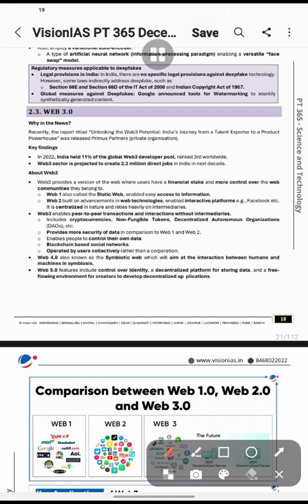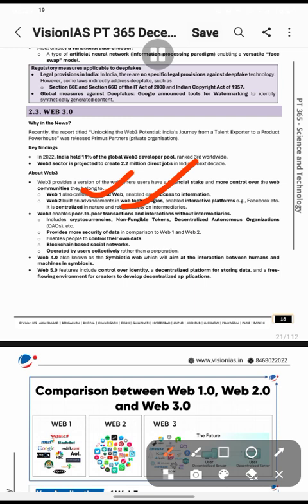Financial stake, more control. Web 1 was the static web, with access to information. Web 2 technology enabled interactive platforms like Facebook. Web 3 enables peer-to-peer transactional interaction without intermediaries. Cryptocurrency, non-fungible tokens, decentralized autonomous organizations provide more secure data, and unlike Web 1 and Web 2, users control their own data. Blockchain-based social networks operate using this.